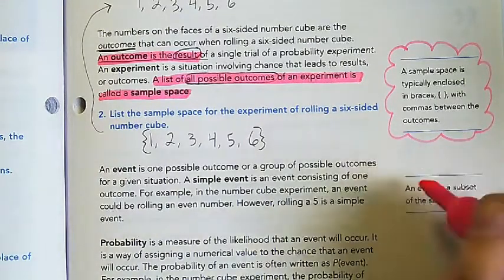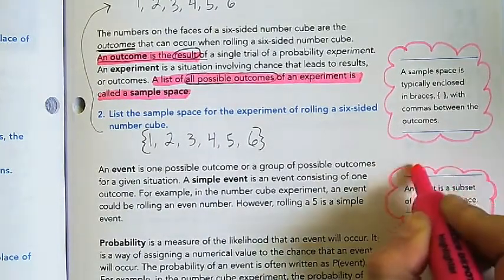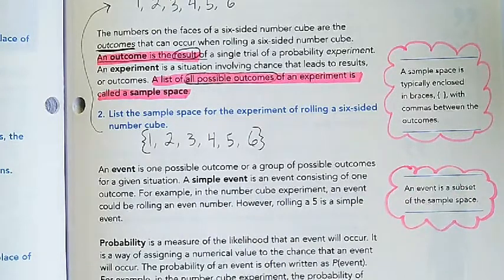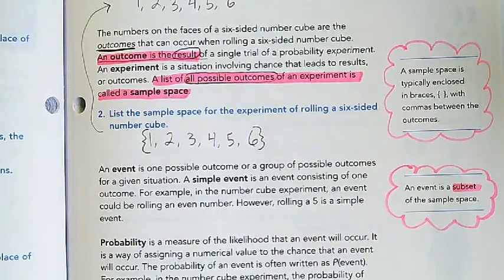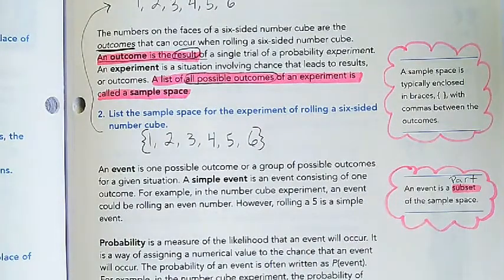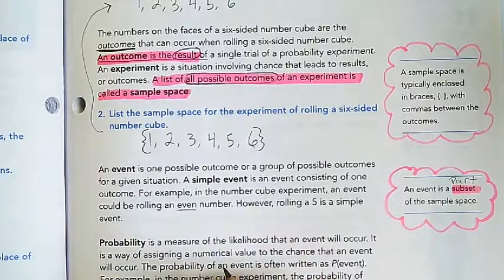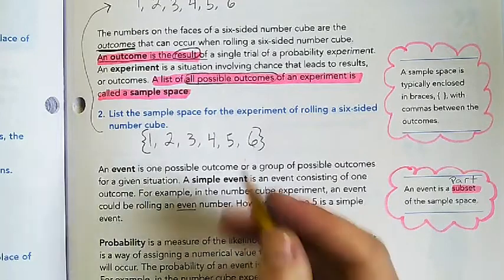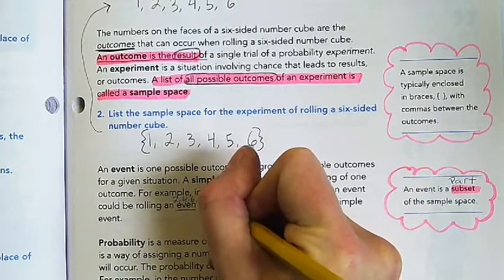And again, we notice over here, an event is a subset of the sample space. This fancy word subset just means part. An event is part of the sample space. For example, rolling an even number. What's an even number? Like 2, 4, 6, 8, and so on.